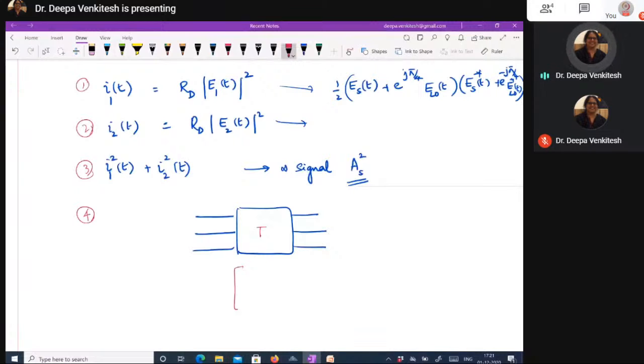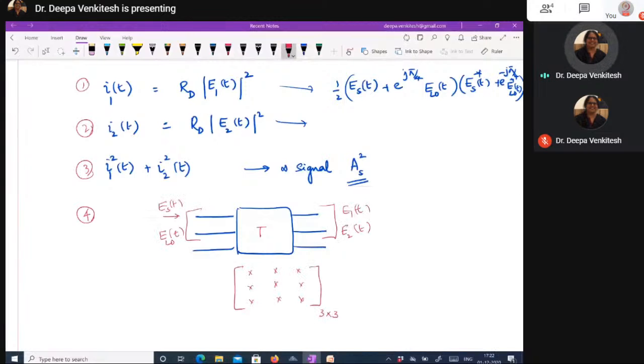The assumption is that you are using 2 inputs and 2 outputs of this coupler. So this input you are giving ES of t, this input you are giving ELO of t, here you are taking out E1 of t, and here you are taking out E2 of t. So the third, there are 9 elements here.